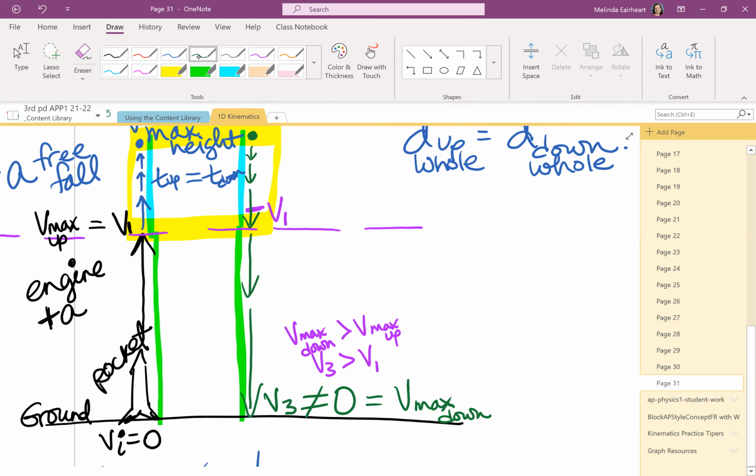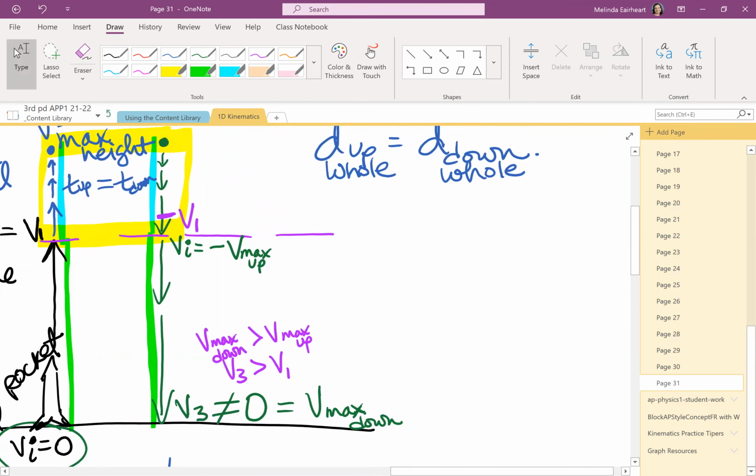Notice the velocity here is equal to that negative Vmax up. But on the way up with the engine, it was equal to 0. And so using our defining equation that involves time, displacement, and our velocities, okay, we know both are going to be a constant acceleration. So y'all remember this equation?